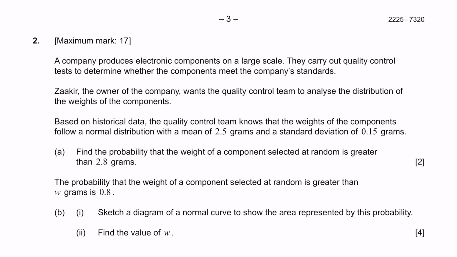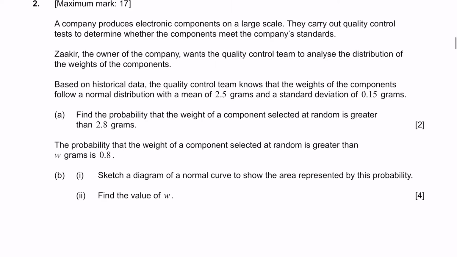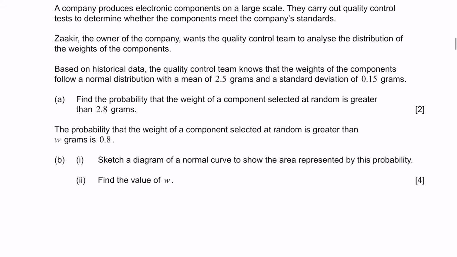Moving on to question 2. A company produces electronic components on a large scale. They carry out quality control tests to determine whether the components meet the company's standards. Sakir, the owner of the company, wants the quality control team to analyze the distribution of the weights of the components. Keyword is distribution. Based on historical data, the quality control team knows that the weights of the components follow a normal distribution with a mean of 2.5 grams and standard deviation of 0.15 grams. Part A. Find the probability that the weight of a component selected at random is greater than 2.8 grams.